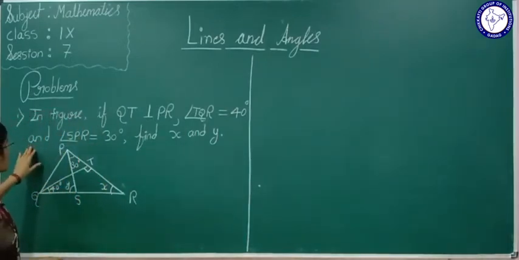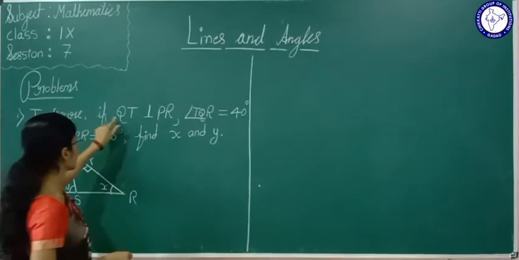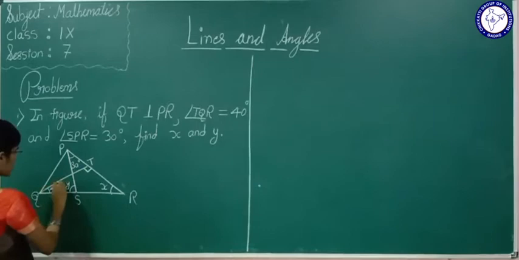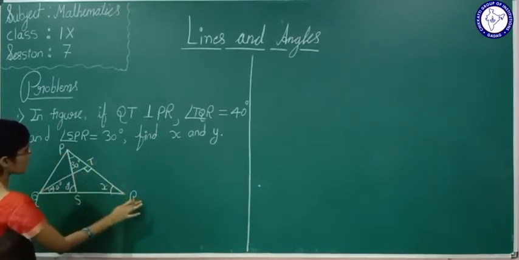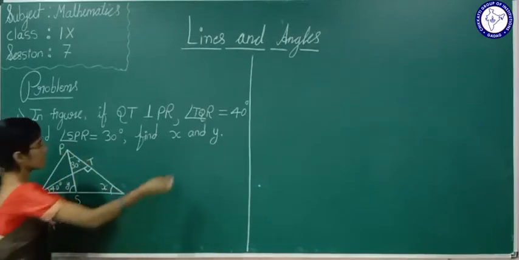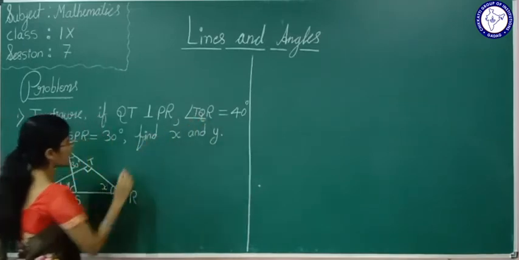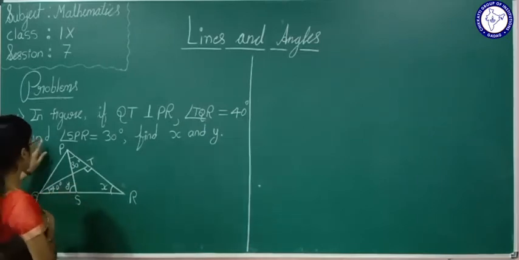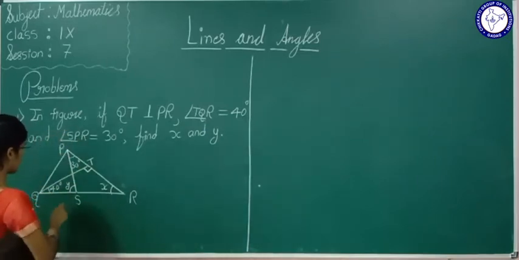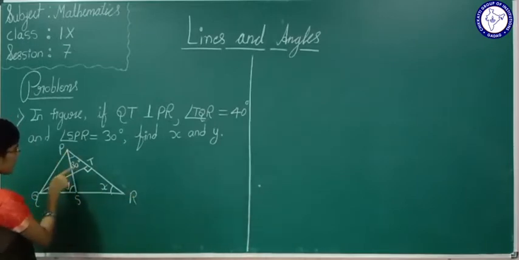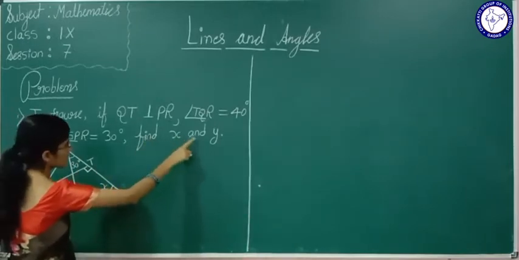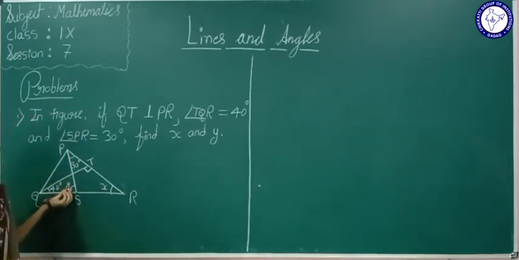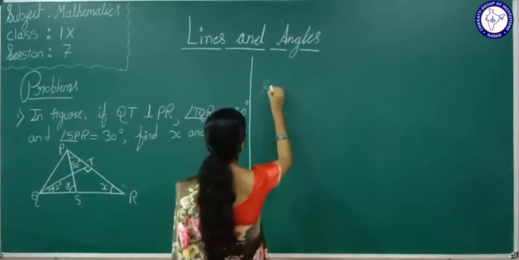Okay, the first one. In the figure, QT is perpendicular to PR. Angle TQR is 40 degrees, and angle SPR is 30 degrees. Find the value of x and y. We have to find out the value of x and y. See the solution.